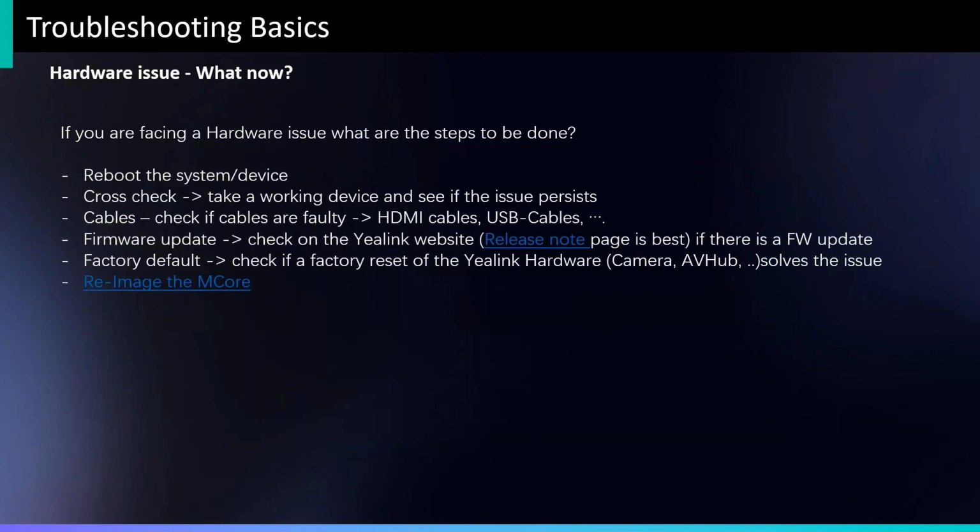Now, imagine you have a hardware issue. What is the issue, or what are you doing? Yeah, you reboot the system or the device. You unplug the device, plug it back in, check if it solves the issue. Cross-check: take a working device and see if the issue persists.